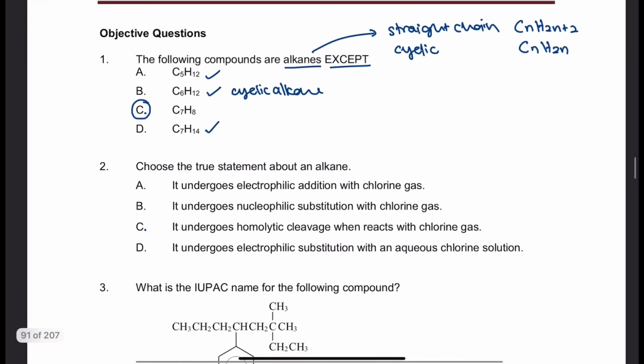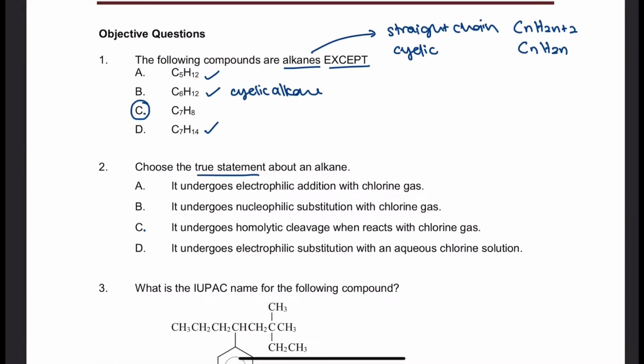Next, choose the true statement about an alkane. Let's read all four before coming to a conclusion. It undergoes electrophilic addition? Never. Electrophilic additions are special for alkenes. Next, it undergoes nucleophilic substitution reaction with chlorine gas? No, we did not see that also. It undergoes homolytic cleavage when it reacts with chlorine gas? Yes, we did see that in free radical substitution reaction.